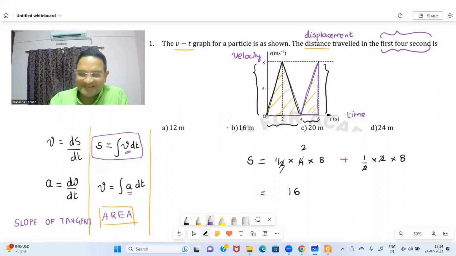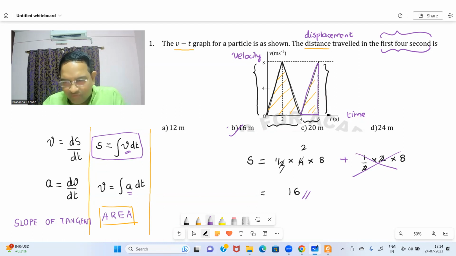Please read the question carefully, students. It is only in the first 4 seconds. Therefore, our answer will stop at 16. Therefore, B is the right answer. The second part will not be part of the answer.